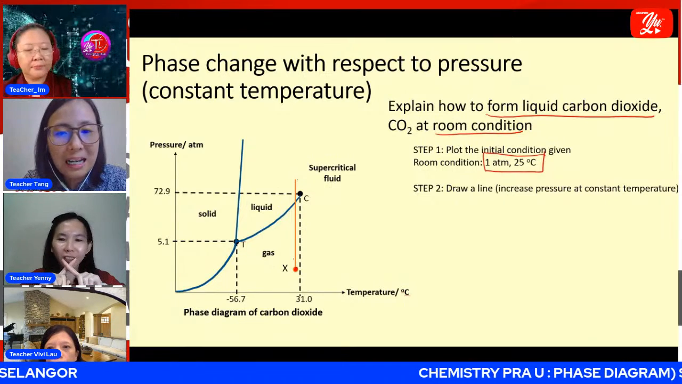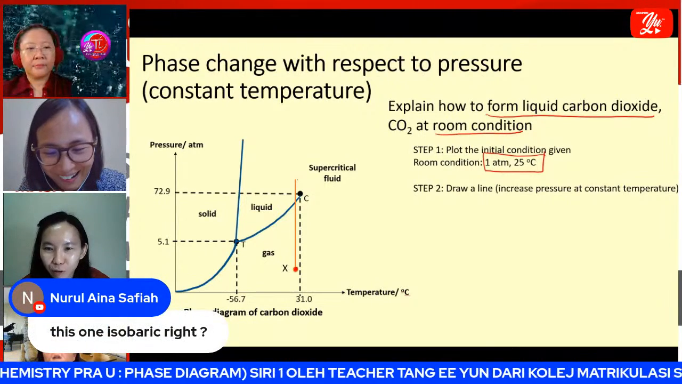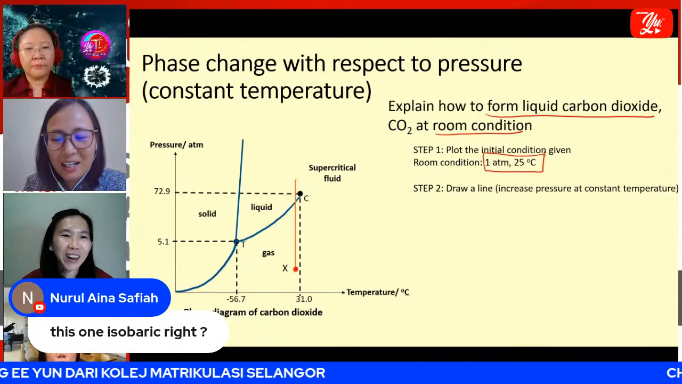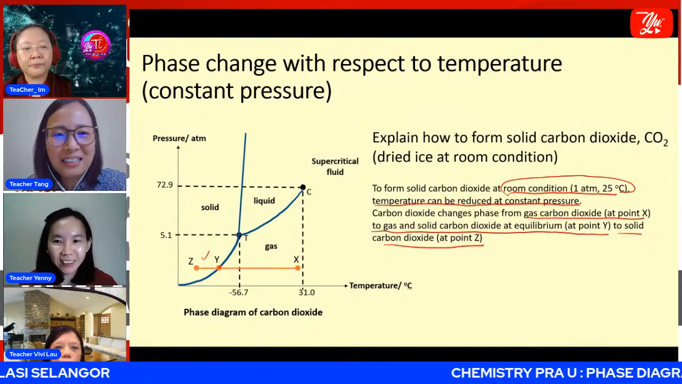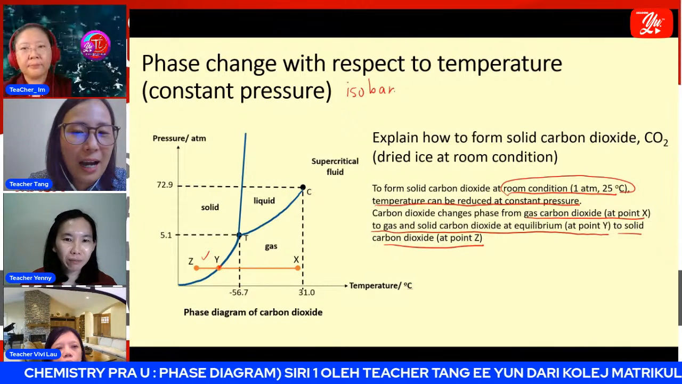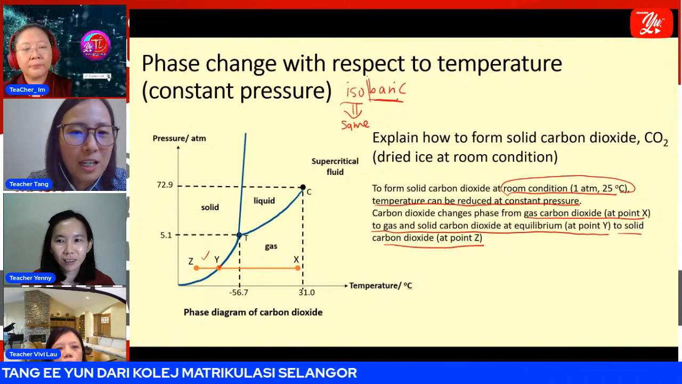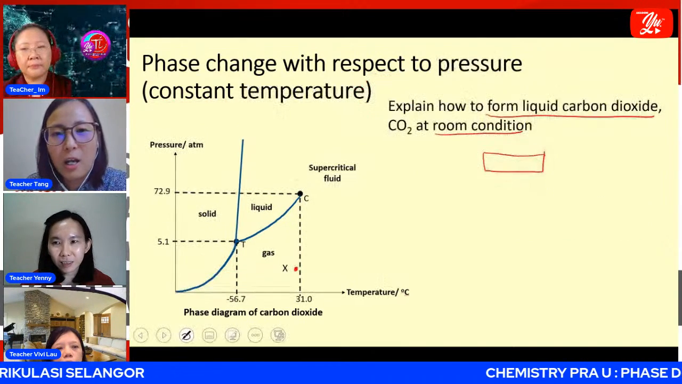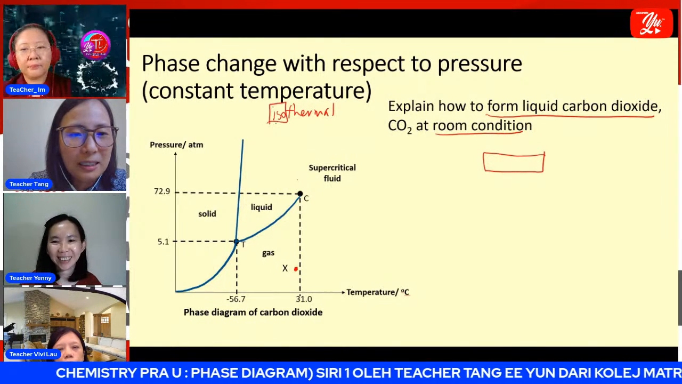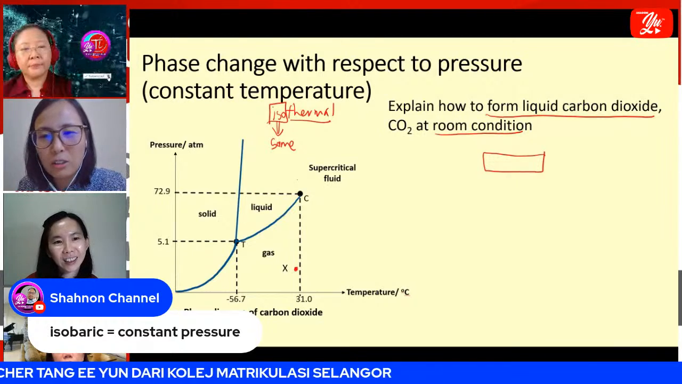Sorry to interrupt, Teacher Tang. One more question from a student, Nurul Aina Safia. She asked, is this one isobaric? For the previous example, constant pressure is isobaric. Iso means same, or you can say constant. Baric is pressure, so isobaric is constant pressure. For this one, constant temperature is isothermal. Iso means same or constant, thermal means temperature. So this example here is isothermal.